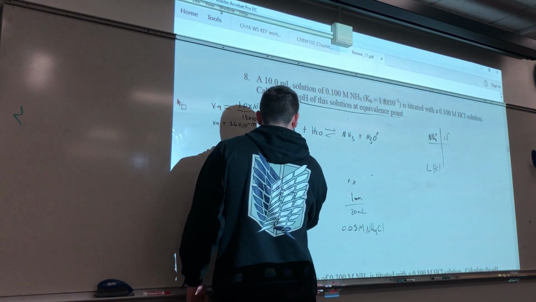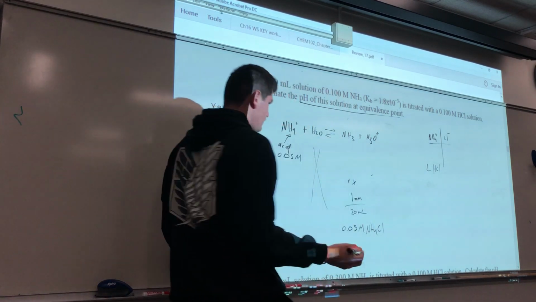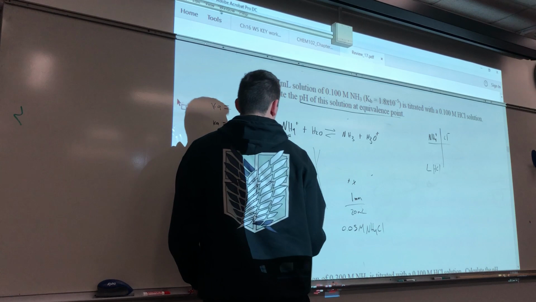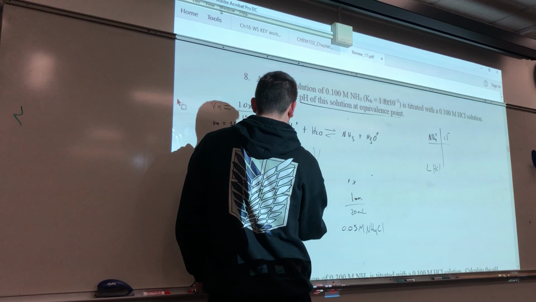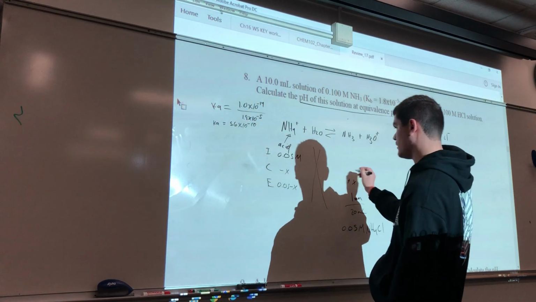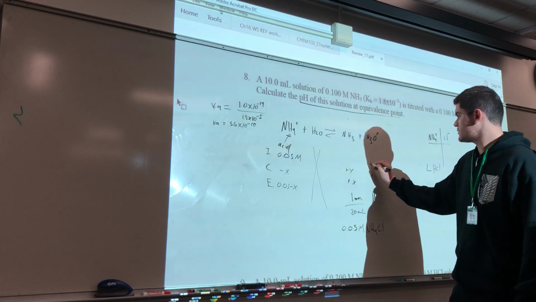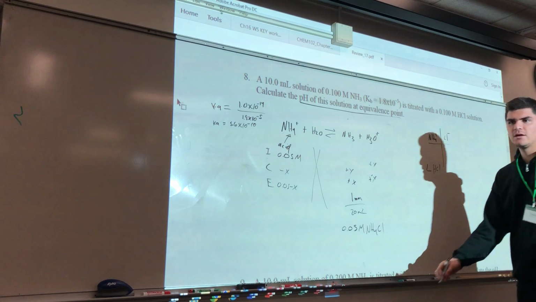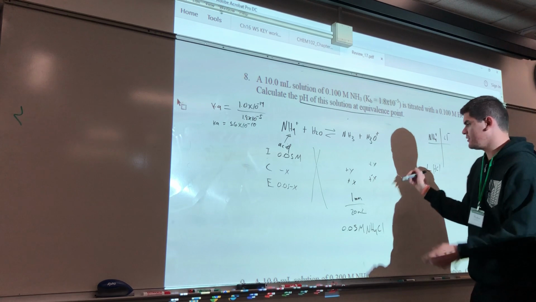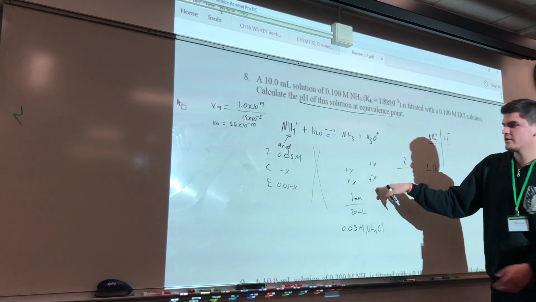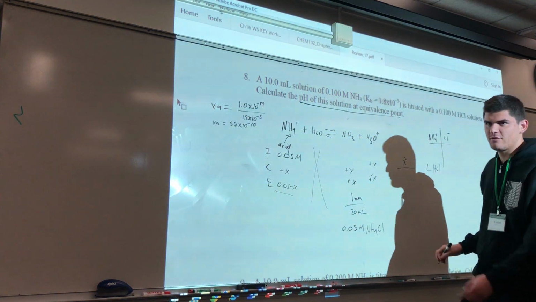So we have 0.05 molar. Water's done, right? We have minus X, 0.05 plus X, and it's going to be plus X and plus X, right? So we find the concentration of H3O by doing the ice table. In this case, it would be X squared, products over the reactants. And we're going to use the approximation method, so we're going to assume that it's under 5%.